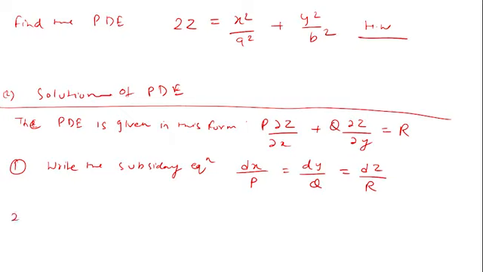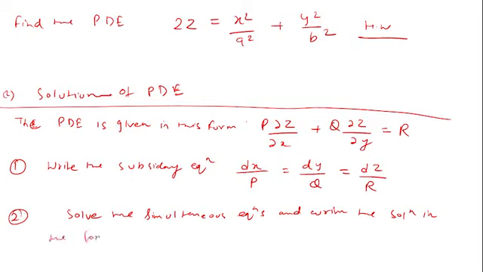Then what will be your second step? Step 2: solve these simultaneous equations, and write the solution in the form of u is equals to a and v is equals to b, where a, b are constants. Then step 3: write the complete solution as phi or f of u, v is equals to 0. Okay, so this also again we will see by a question.